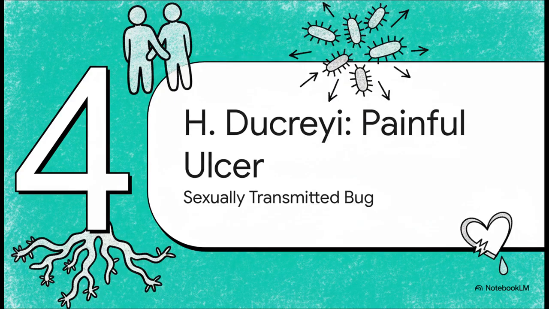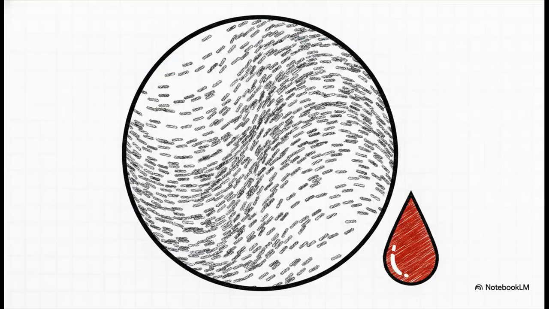Section 4. H. ducreyi, painful ulcers. We're pivoting to a sexually transmitted bug. First, a really quick microbiology note on H. ducreyi. Unlike H. influenzae, which needs both the X and V factors, H. ducreyi is a little different. It requires only the X factor, hemin, to grow.